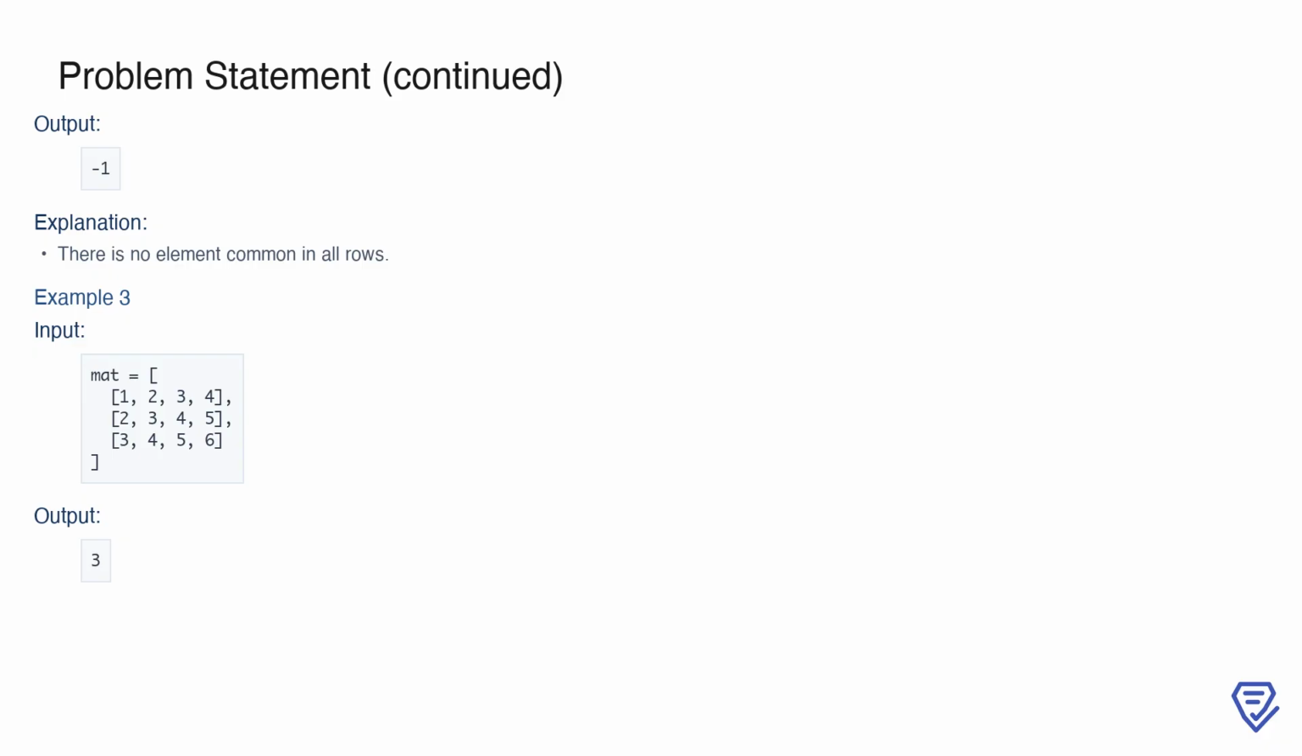In the second example, the input matrix consists of 3 rows: 1, 2, 3; 4, 5, 6; and 7, 8, 9. When we examine these rows, we find that there are no elements that appear across all of them. Each row contains completely distinct values with no overlap between the rows. As a result, there is no common element, and the output in this case is -1.